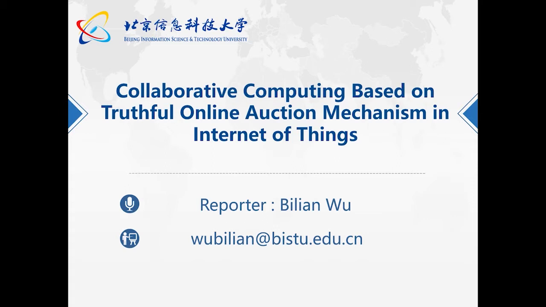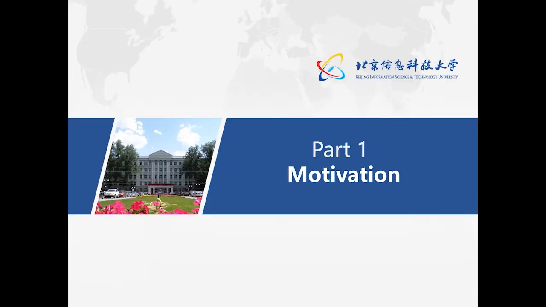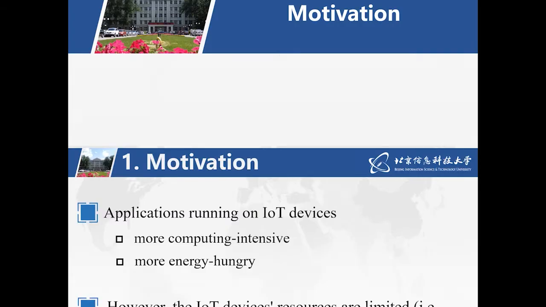Today, I'd like to present my paper named Collaborative Computing based on Truthful Online Auction Mechanism in Internet of Things. This report is divided into these 5 parts: motivation, system model, algorithm design, experiments, and conclusion. Firstly, I'd like to introduce the motivation of this presentation.